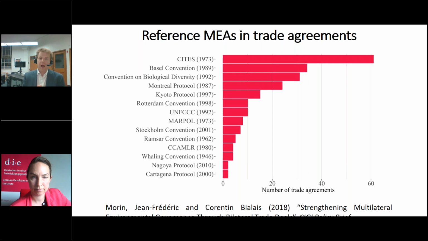Does it change anything? Well, we have some evidence that in some cases, but those are more the exception than the rule, PTAs have favored sometimes ratification, but especially the better implementation of some multilateral environmental agreements. I can come back to this in the Q&A session, but there's a connection between implementation of MEAs and the inclusion of environmental provisions in trade agreements.